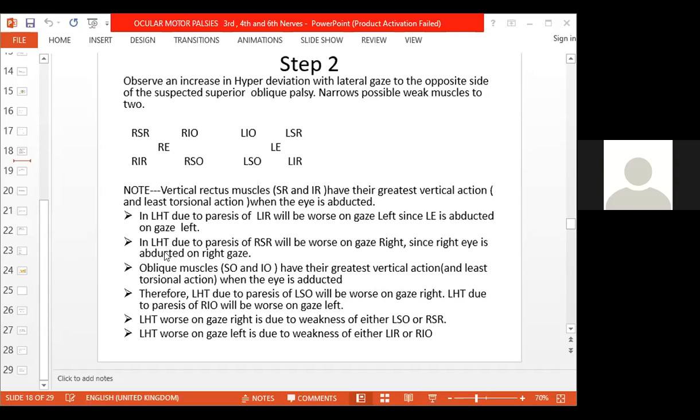So in the left hyperdeviation, due to paresis, this muscle is paralyzed, and it will be worse on gaze right. When you look to the right, this will be worse, because this muscle is paralyzed. Since the right eye is abducted on the right gaze, the left hyperdeviation due to paresis of the right superior rectus will be worse when you look to the right, and better on the other side.